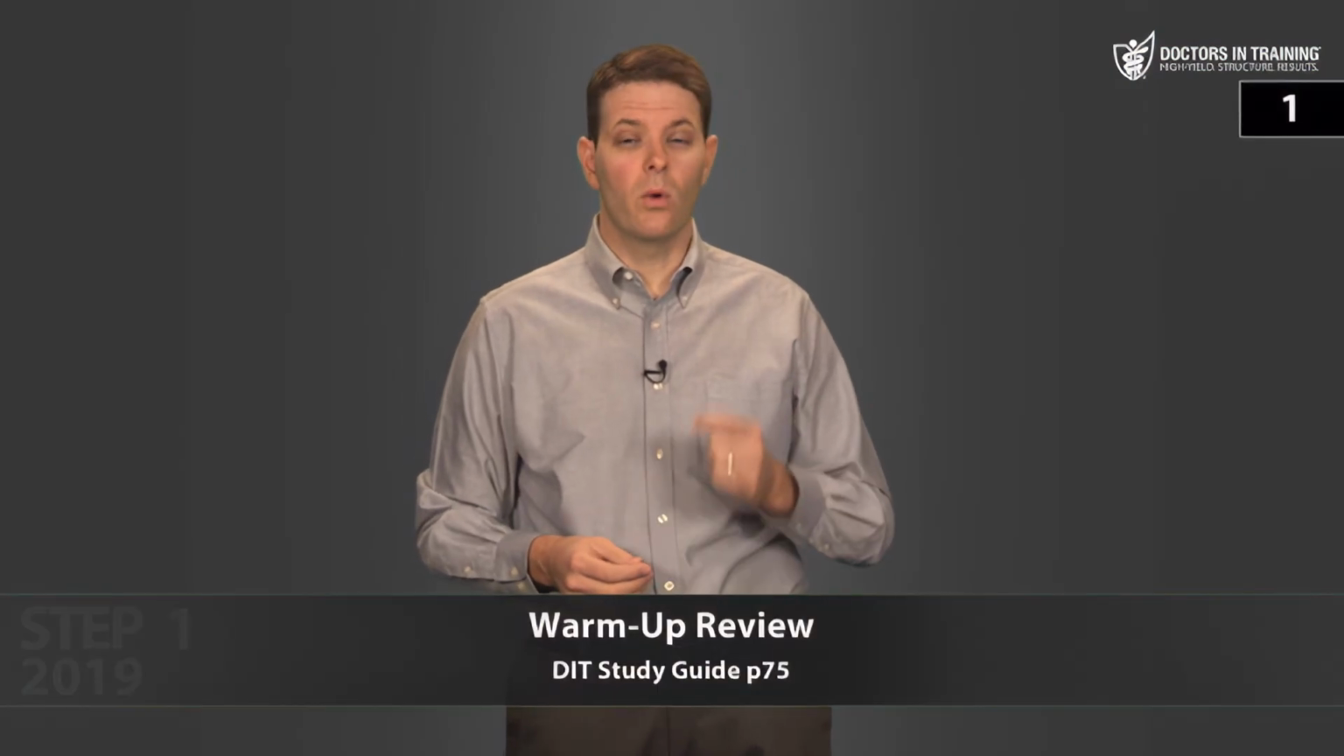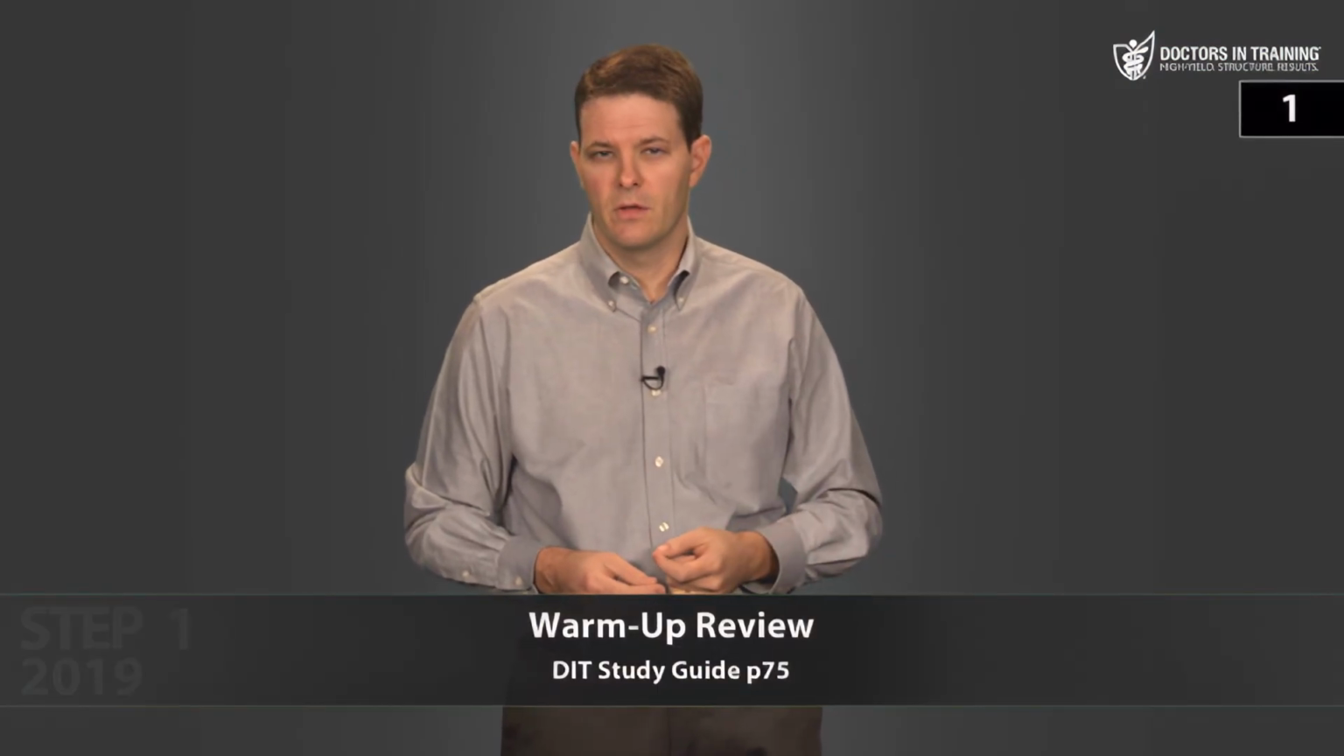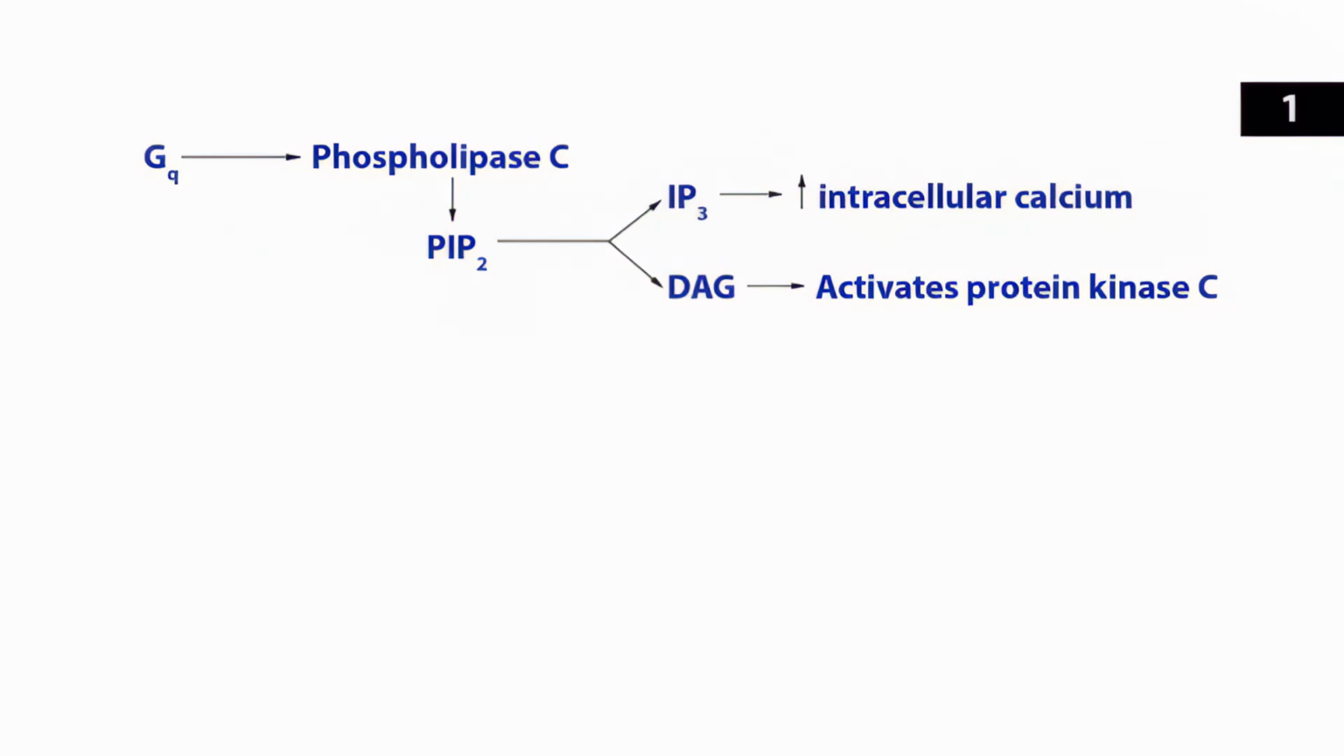Let's take a look at the warm-up review, and there's just one question. What are the three different G proteins and what are their downstream effects? So there's Gq, which activates phospholipase C, and then phospholipase C ends up generating IP3 and increasing intracellular calcium. Phospholipase C also generates diacylglycerol, which activates protein kinase C.